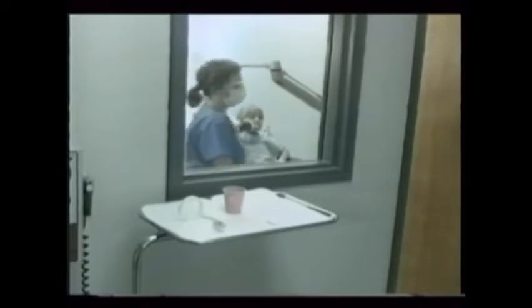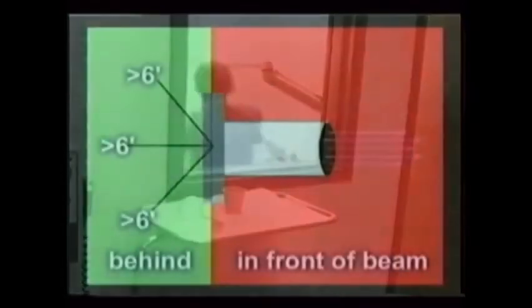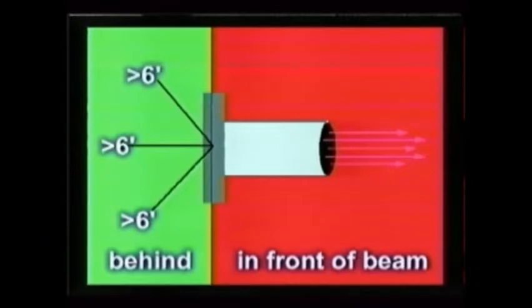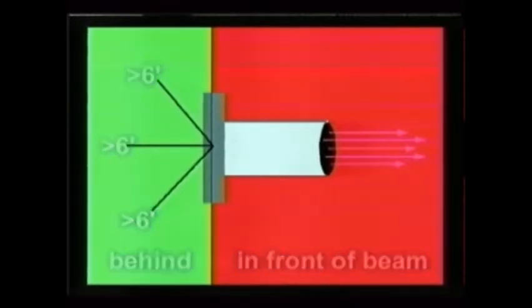The exposure button may be attached to the control panel by a cord, or it may be mounted on a wall away from the machine. It must allow you to get out of the direct or primary X-ray beam, placing you behind it and more than 6 feet away from the tube head. With these conditions met, you're safe from exposure.